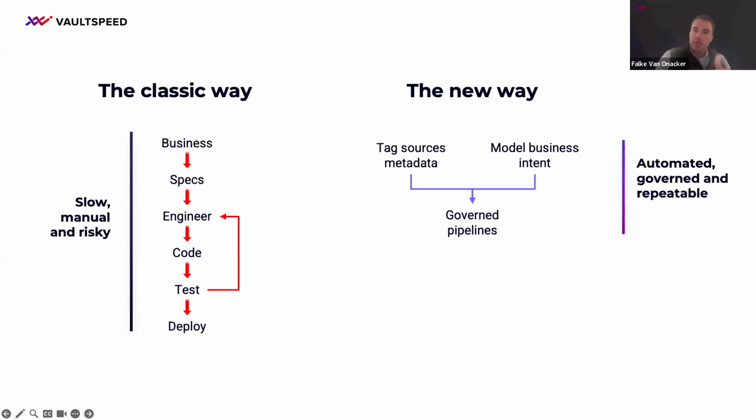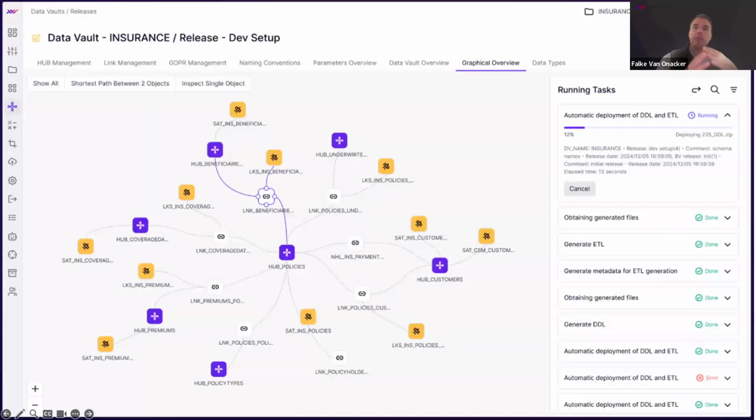Now, how do we do that? It is because we take a different starting point. We flip the logic of not starting bottom up at the sources, but we start with a conceptual data model. The reason we do that is because by doing this, we separate the physical from the logical world. So we start with a conceptual business model.